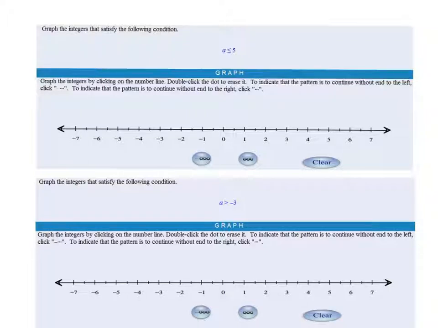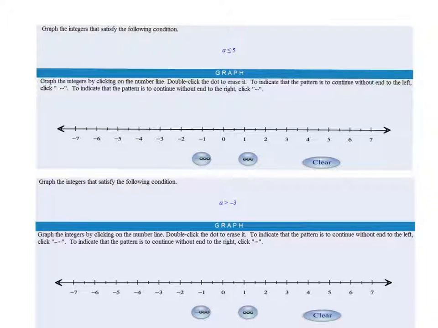Let's look at graphing these inequalities. The directions on this problem say graph the integers that satisfy the following condition. A is less than or equal to, that's what the little bar underneath means, or equal to. So it can be less than this value, or it might even equal this value. So I'm going to graph all the integers, that's what A is standing for, that are less than or equal to 5.